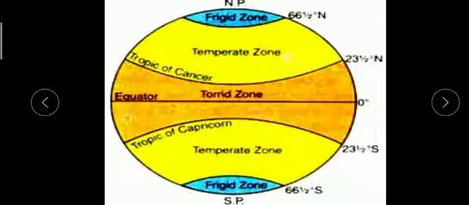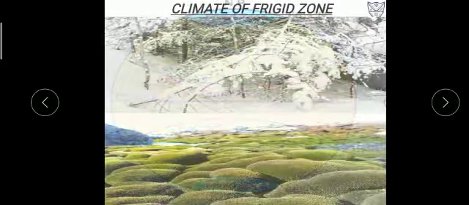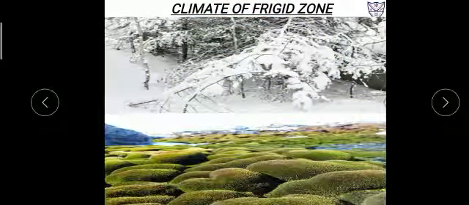The continent of Antarctica is the coldest place in the world and it lies in the southern frigid zone. It is also known as the frozen continent. So you can see over here the land which is totally covered with snow. It hardly gets to see this greenery, very rare.